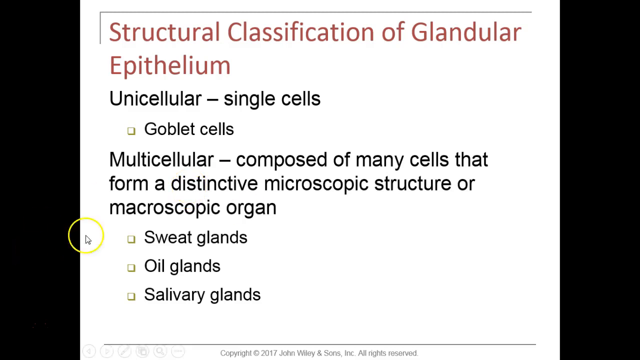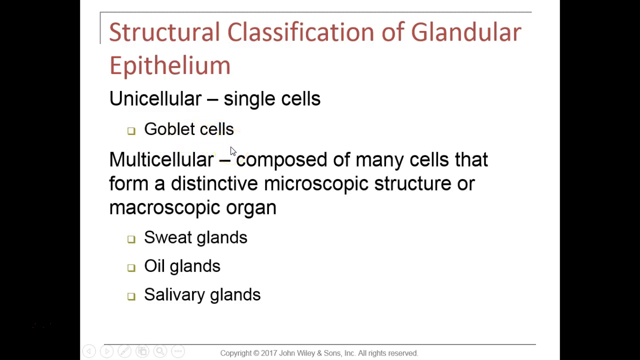Now, glandular epithelial tissues forming the glands in the body can either be composed of just one cell or a single cell, in which case we would call it a unicellular gland. So the type that we're going to see through epithelial tissues are what we call goblet cells. Goblet cells in particular produce mucus. And these types of cells are found within what we call mucous membranes, which I'll define at the end of this packet.